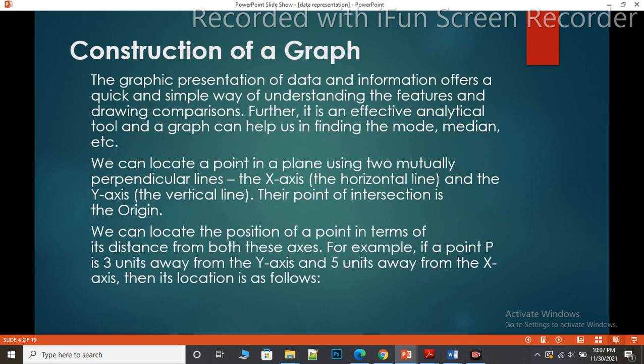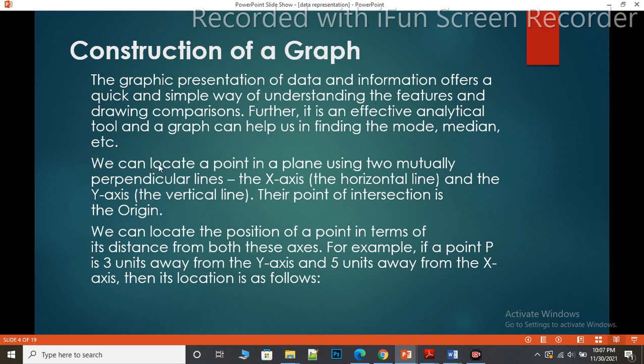First we have to discuss construction of a graph. So how can we construct a graph? This is the step to construct a graph. The graphic presentation of data information offers a quick and simple way of understanding the features and drawing comparisons. Further, it is an effective analytical tool, and a graph can help us in finding the mode, median, etc. Now this is how to construct the graph.